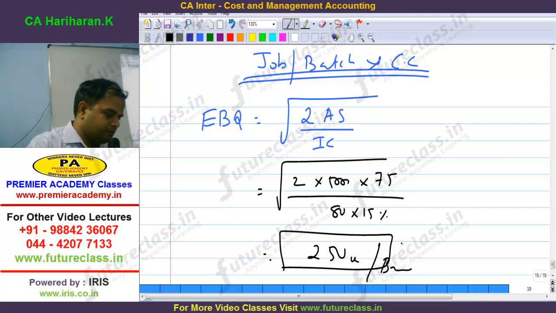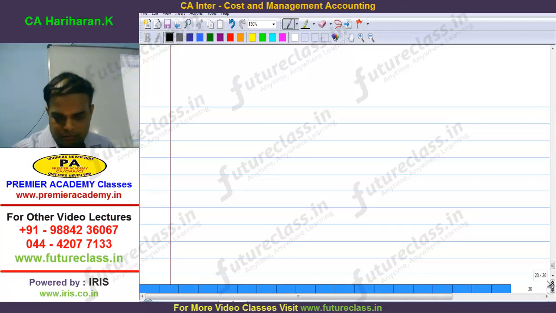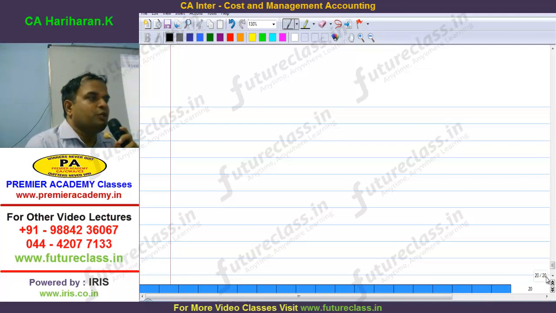Now, job costing. So EBQ is similar to what? Economic ordering quantity one. Job costing and unit costing are similar to cost sheet. Don't sleep. Job costing and unit cost are similar to cost sheet. We'll do one important problem and expected question for the coming exam, job costing. By way of that, I'll explain cost sheet format also.